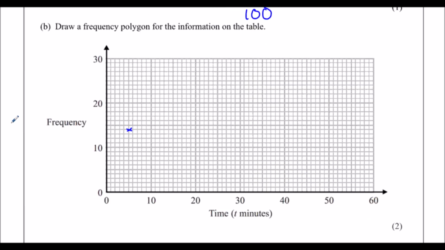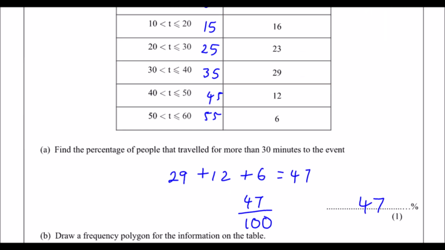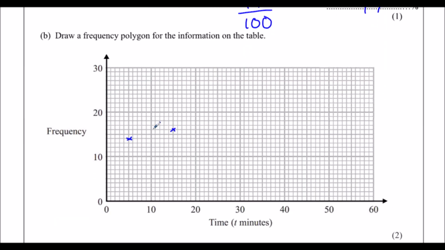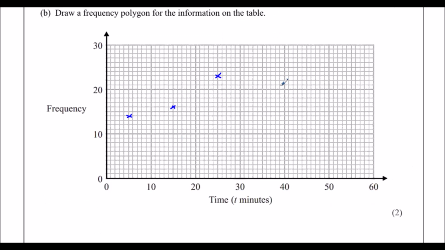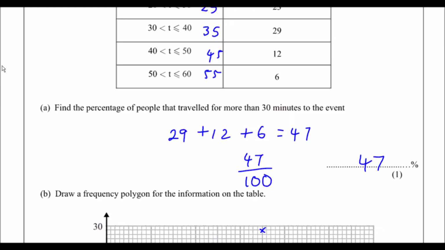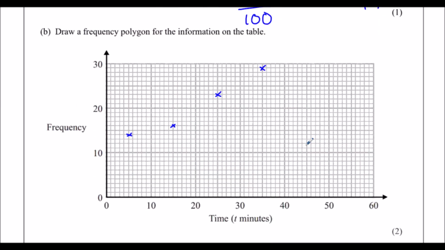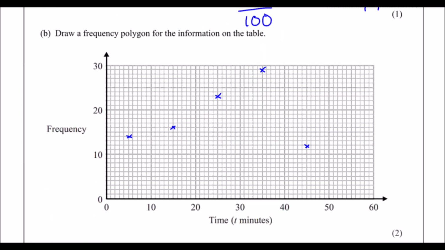15, 16. 25, 23. 35, 29. 45, 12. And 55, 6. And then we're going to get a ruler and we're going to join these points up.